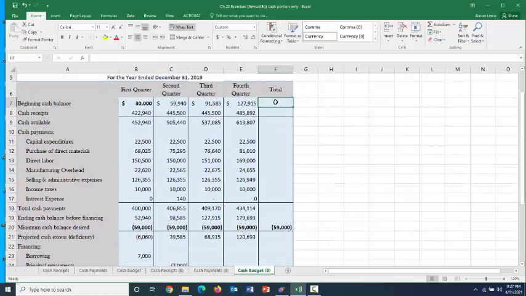Now let's fill in our totals. Total means for the year. So the beginning cash balance for the year is going to be equal to our beginning cash balance at the beginning of the first quarter. For the year, we're starting with $30,000 in our bank account.